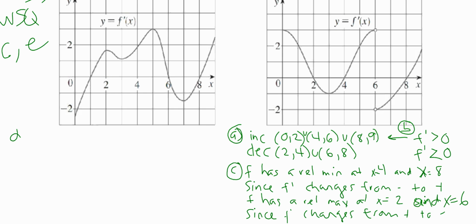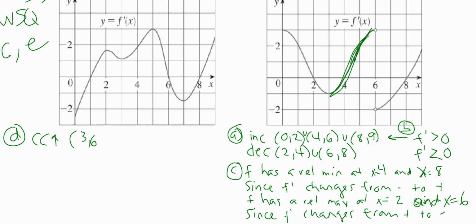All right, letter D. On what intervals is f concave up or down? All right, f is concave up like a cup. I would say from, well, maybe, let's say 3 to 6. Concave up like a cup. And so you would think it's 3 to 5, but it's not. It's 3 to 6.